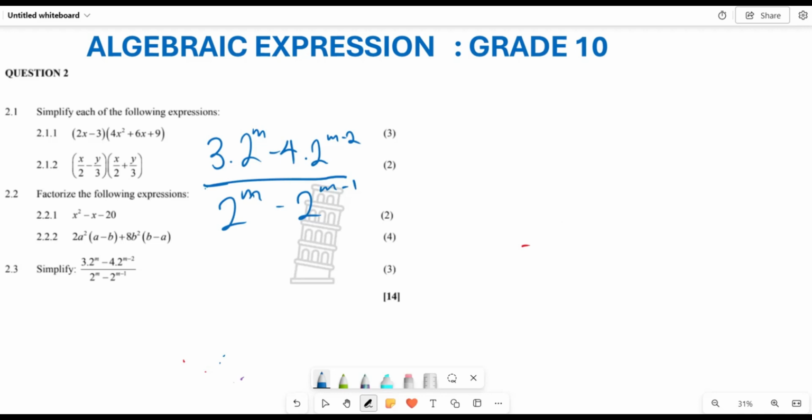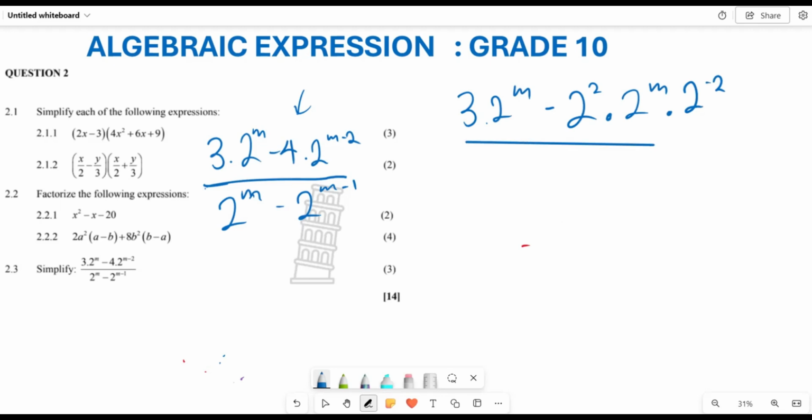Now, what can I do from here? I will start with what is not written in prime factor form. So this is same as 3 multiplied by 2 to the power of m, subtract, this is going to be same as 2 squared multiplied by 2 to the power of m multiplied by 2 to the power of -2. What I did here, I just expanded the 2 to the power of m and also 2 to the power of negative 2.